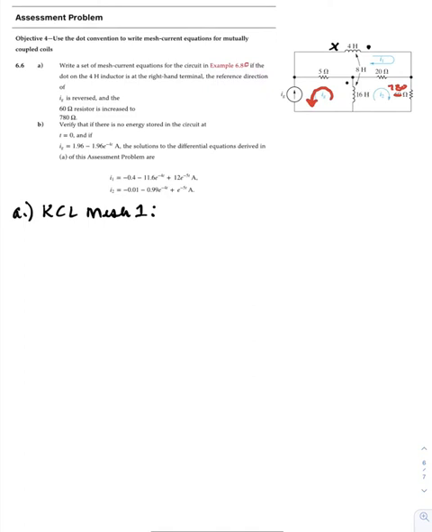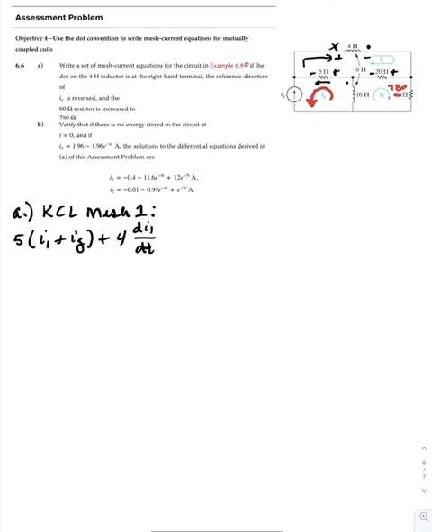We'll approach it the same way. So let's go to the 5 ohm resistor is I1, and this time I sub g is going in the same direction as I sub 1. So plus I sub g, and then we come around to the inductor. So it'd be plus 4 henries and di1 over dt.